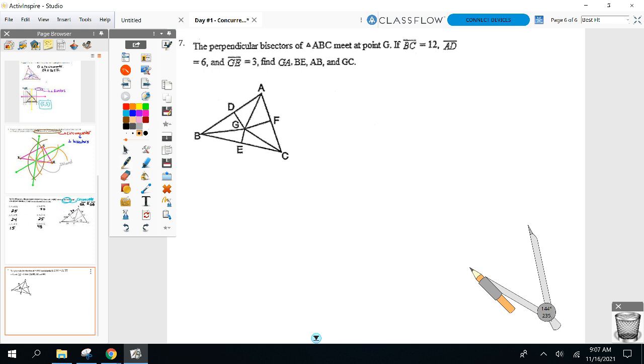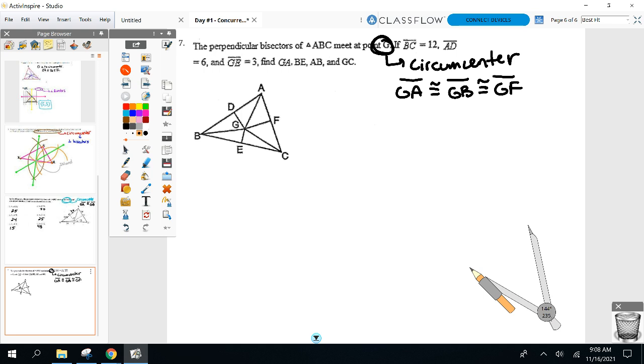All right, let's go. Perpendicular bisector. So what's point G again? Circumcenter. Special property, equidistant from the vertices. So again, GA is going to be the same length as GB, same length as GC, right? All right, what was I given here? BC is 12. If that's 12, what's BE and EC going to automatically be? 6 and 6, because GE is a bisector.